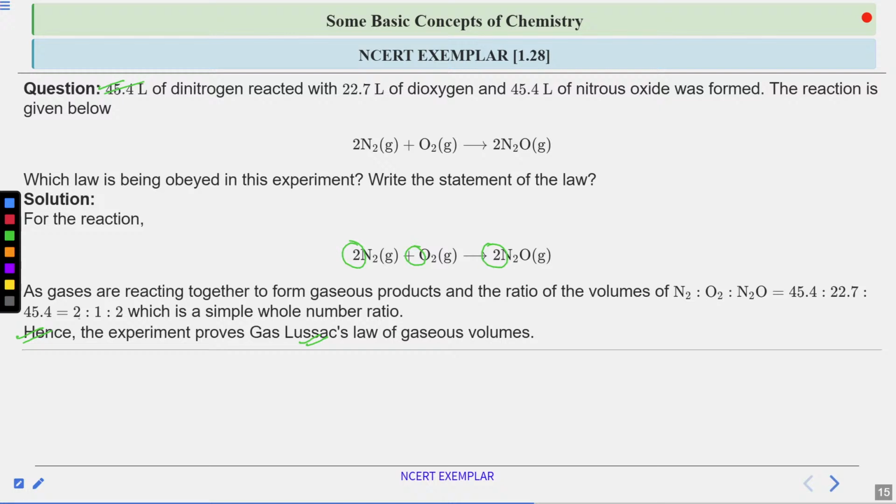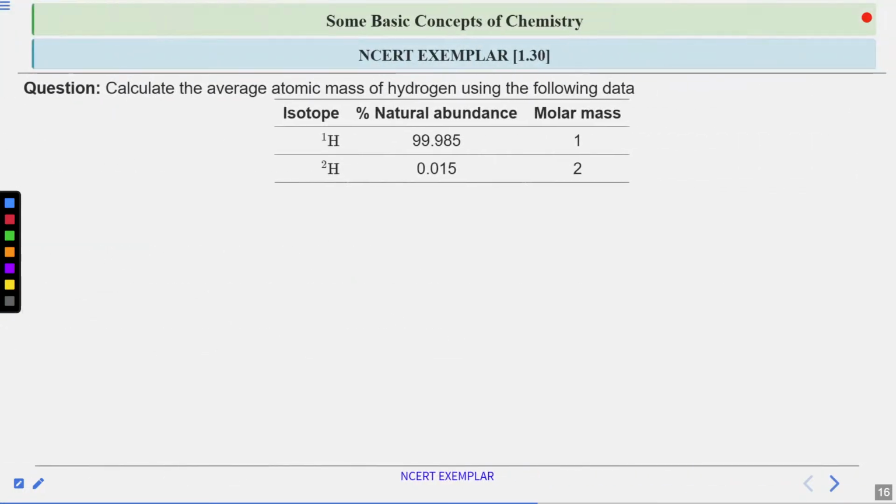So it is 2:1:2. I have told you already. It is 2:1:2. Yeah. Now moving on to the next question. So I have tried to cover each and every concept that is related to this chapter, including the smaller ones also, like your laws of chemical combination.